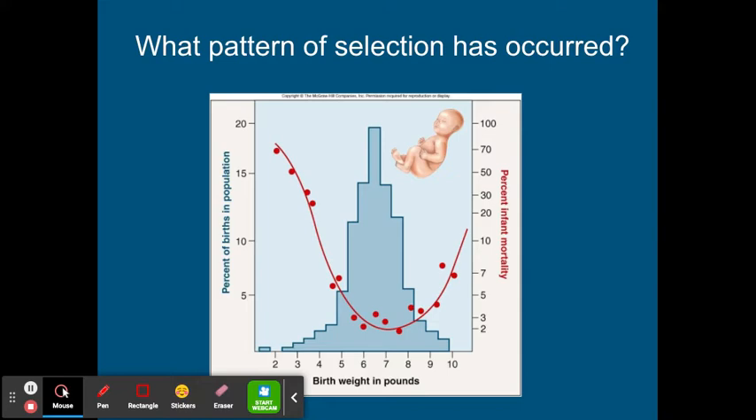So looking at this graph, on the left y-axis, we have the percent of births in population. So that's going to be the blue. And then the red is going to be the percent of infant mortality. So the graph that we want to look at here is going to be the blue one. So this is going to be stabilizing selection because that intermediate phenotype is favored here. The two extremes are being selected against.